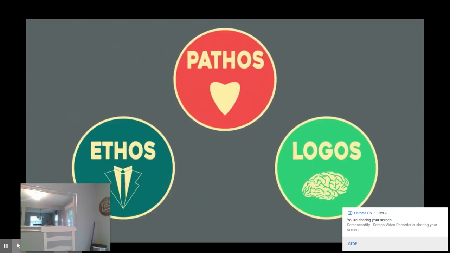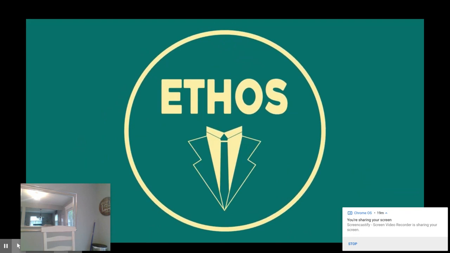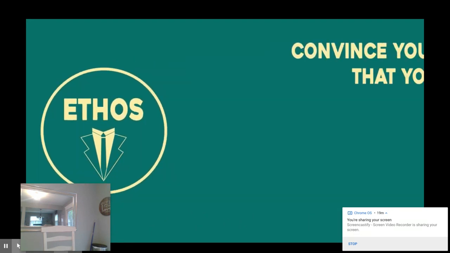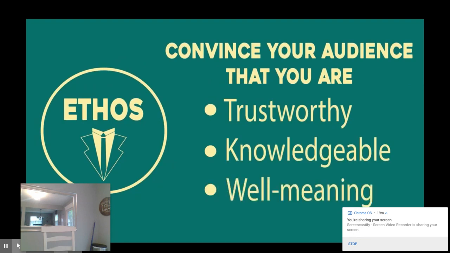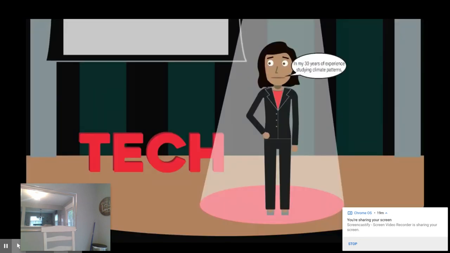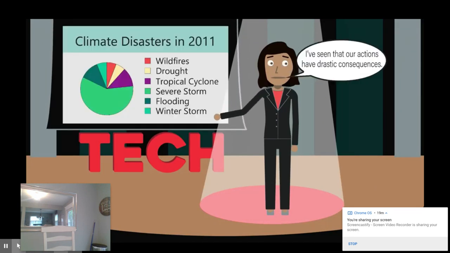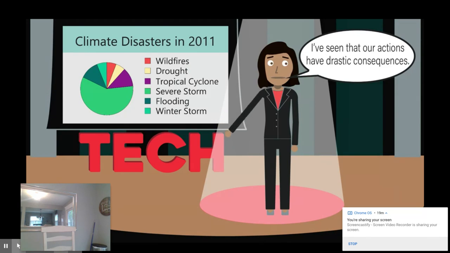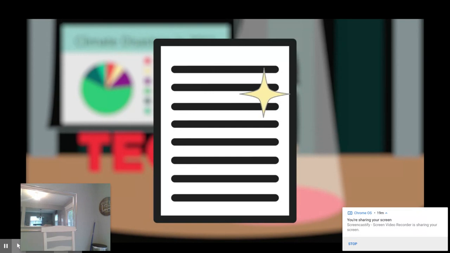Let's examine the 3 appeals more closely. First up, ethos. One way to win over a skeptical audience is to convince them that you're trustworthy, knowledgeable, and well-meaning. You can build ethos by referencing relevant experience, by explaining your credentials, or even by using good sources to show that you know your subject. When presenting, dressing and speaking professionally will boost your audience's confidence in you. When writing, making sure your documents have a professional tone and are error-free can also enhance your ethos.